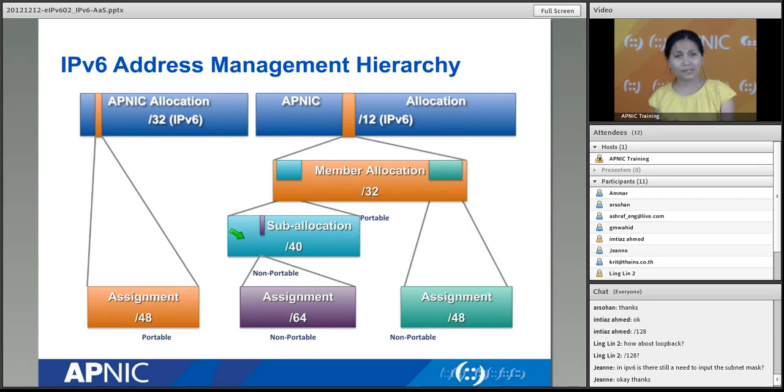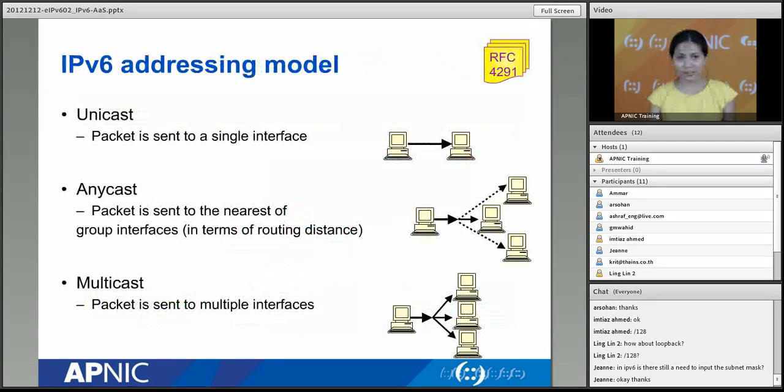So members get a /32. If you have downstream ISPs, you don't want to assign them a /48, because they also have end user customers. There should be a way for them to assign /48s to their customers. So if you assign a /40, you have 2 raised to 8 customers who can receive a /48 from this downstream ISP. Of course, they can still assign the smallest block, which is a /64.